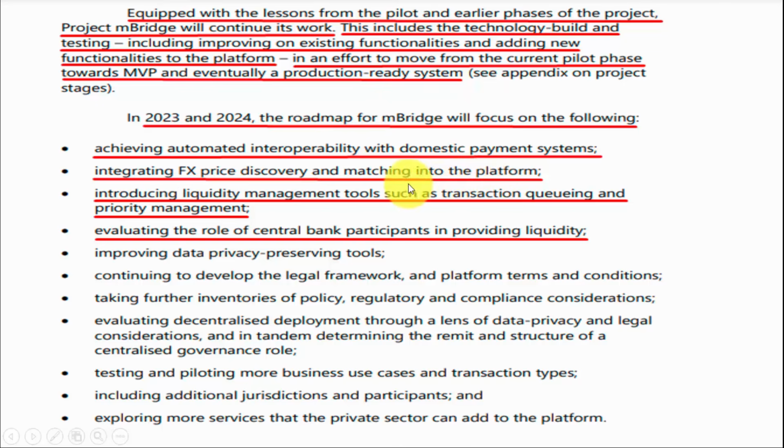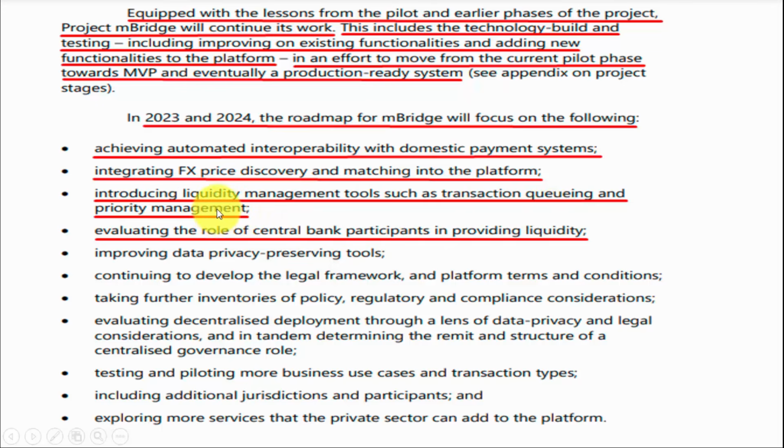This was a feature that was done off platform, and they want to put it into the platform to make it easier for central banks to use certain features and types of payments when FX price discovery and matching is done within the platform itself. Introducing liquidity management tools such as transaction queuing and priority management.